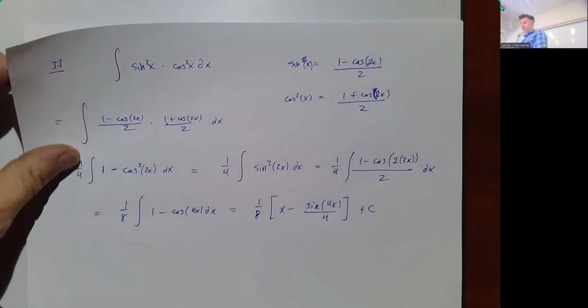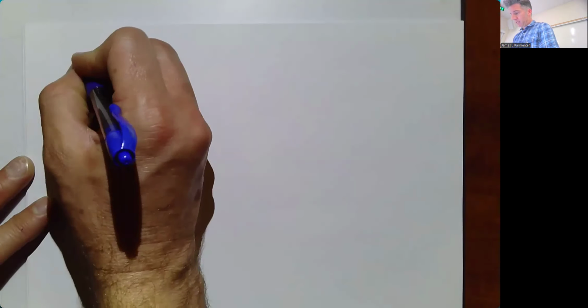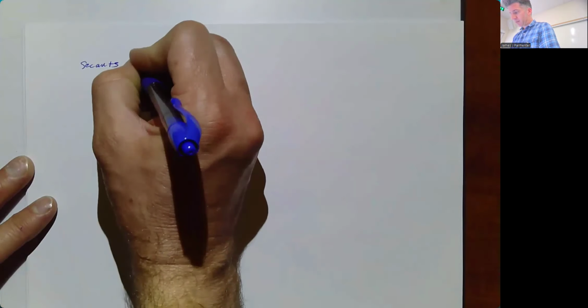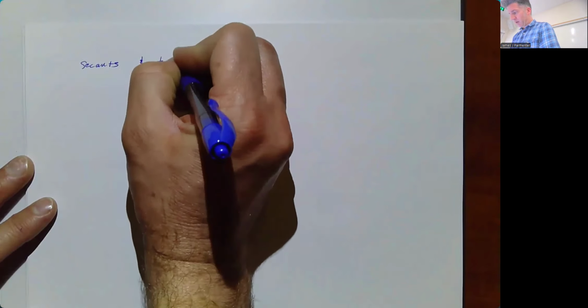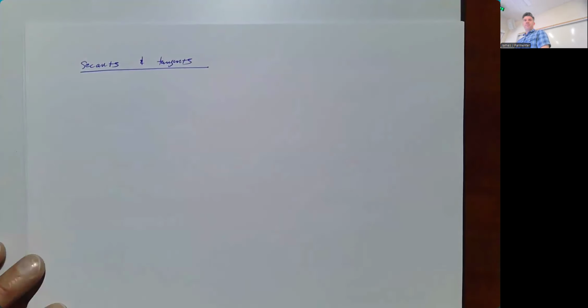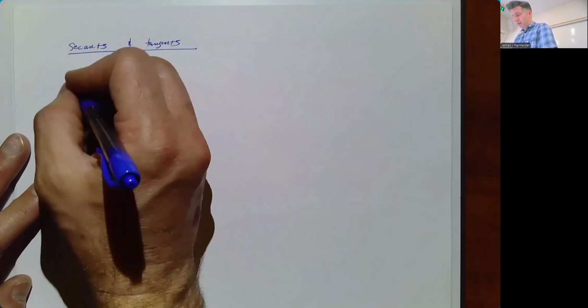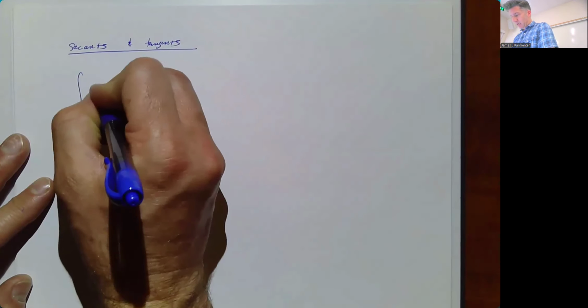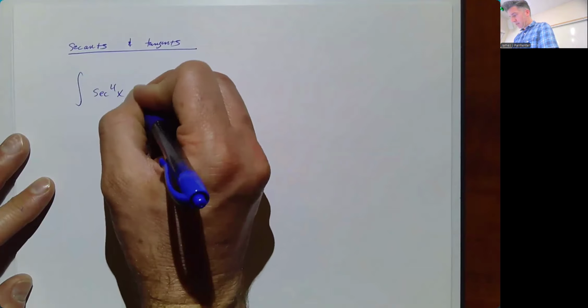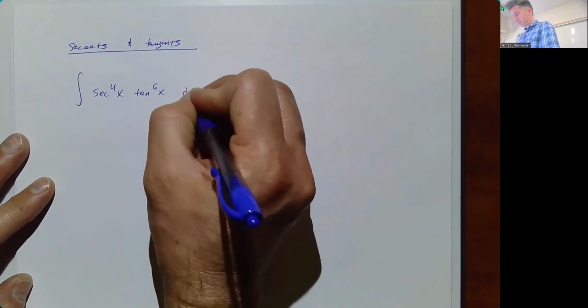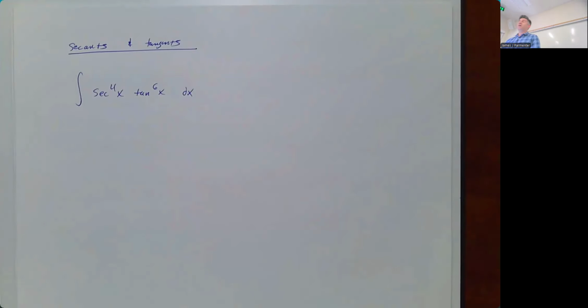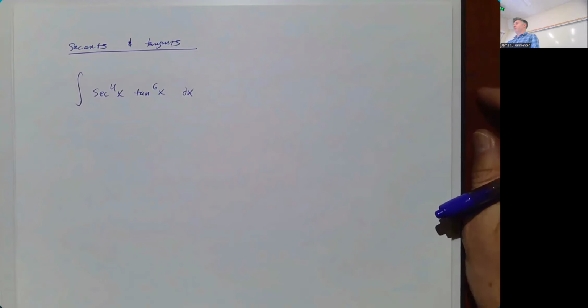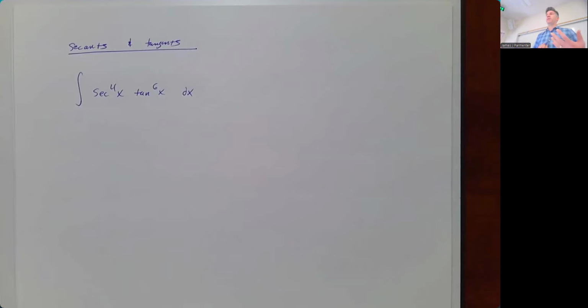Cool. So let's look at secants and tangents real quick. The same idea is pervasive with secants and tangents. So with secants and tangents, we explore the same sort of thing. If we have the integral of, say, secant to the fourth x, tangent to the sixth x, I honestly never know what I'm going to do here. I really just try both. I really think about trying both things. So here's my thought process.